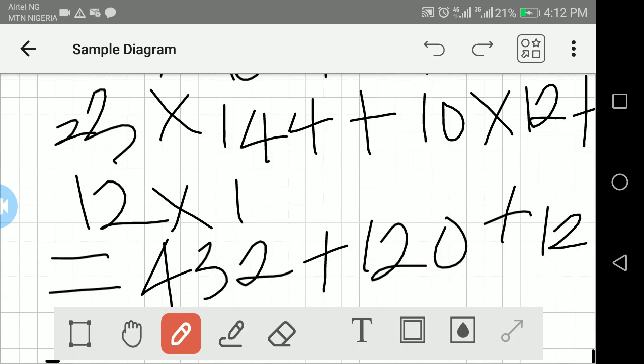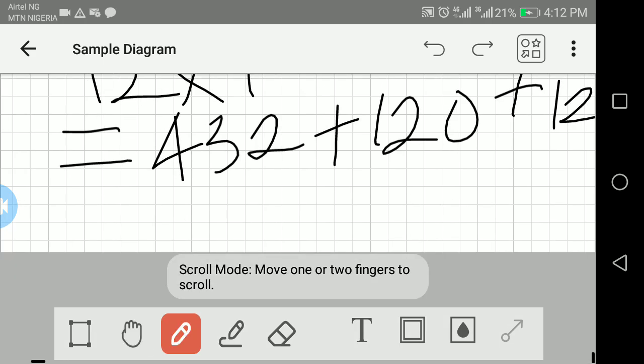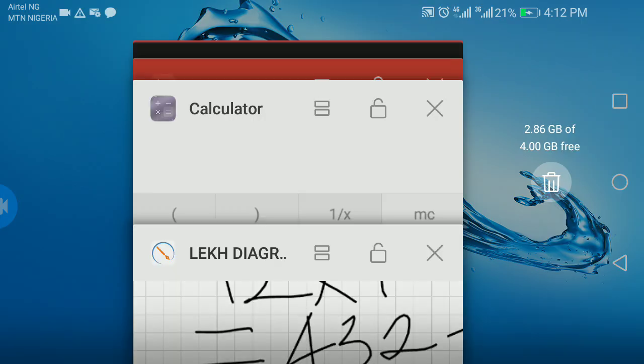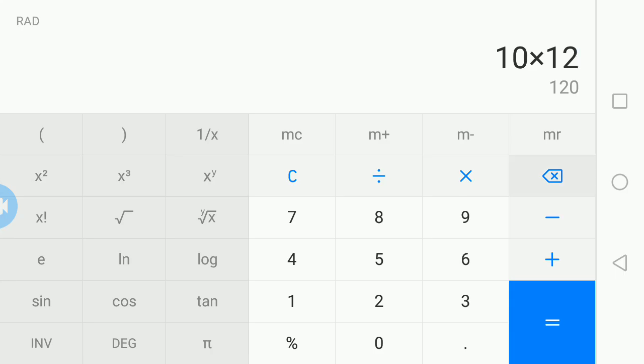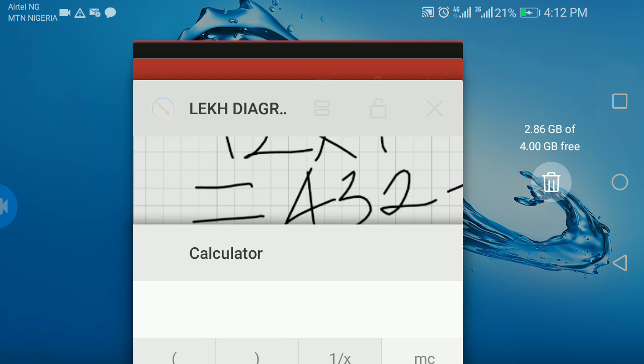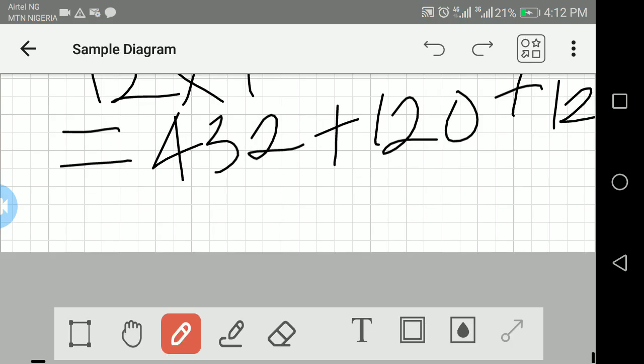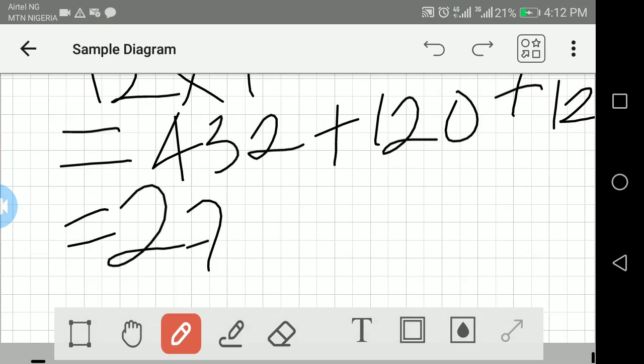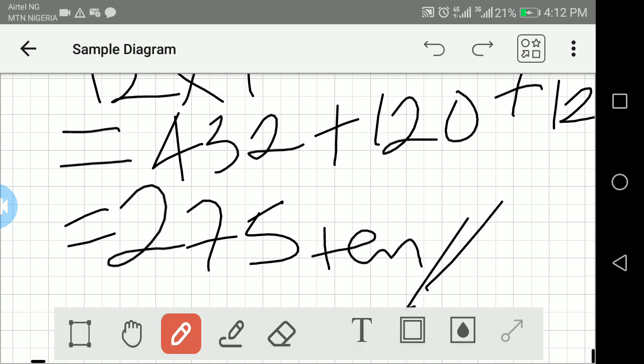So now let's total everything: 432 plus 120 plus 11. The answer is 563. So it's equal to 563 base 10, and that is the answer.